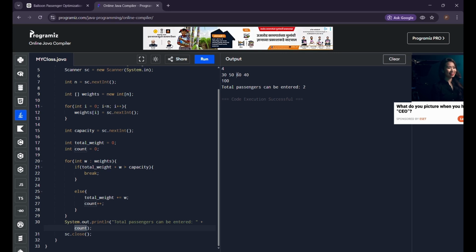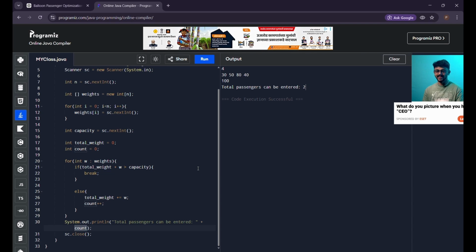So the next person who comes should be less than 30, or exactly 20. The next person is coming with a weight of 80 and we cannot add him to the balloon. So we are stopping our loop at that step. So our output is 2.